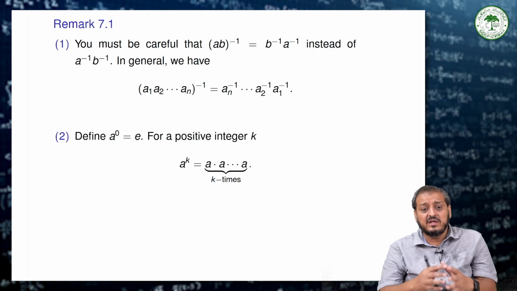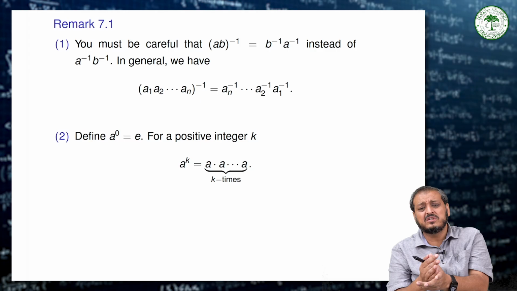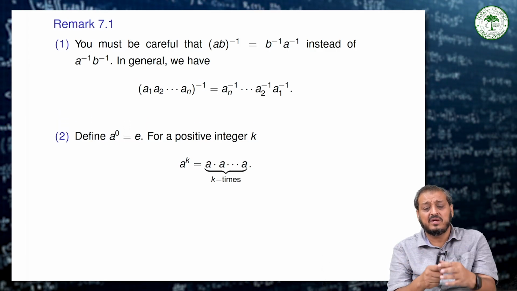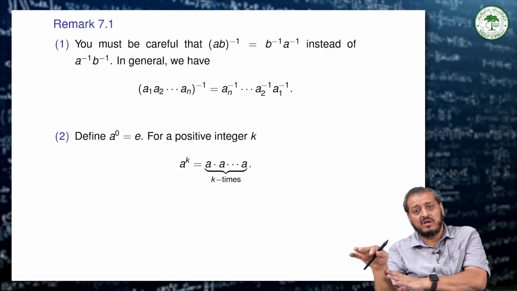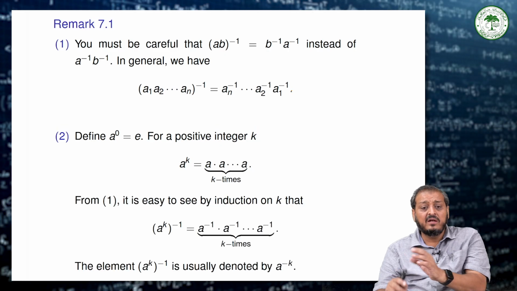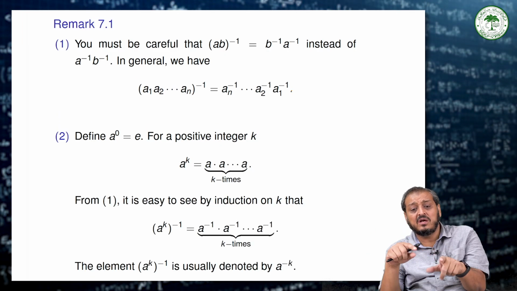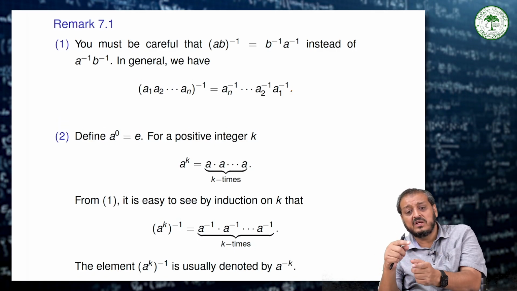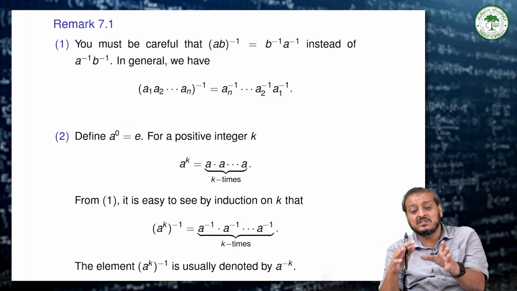Let's take another remark. A to the power 0 is simply the identity. For a positive integer k, A to the power k is written as A dot A dot A, with A appearing k times. Now we take the inverse of this, (A^k) inverse. This means we reverse the order: A inverse, A inverse, A inverse, again k times.